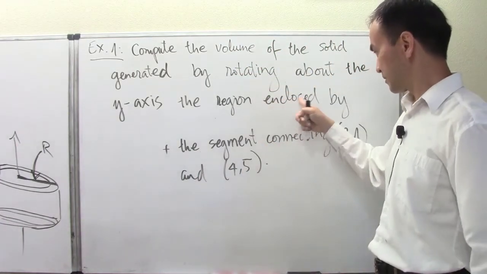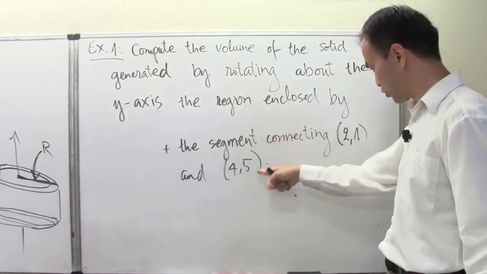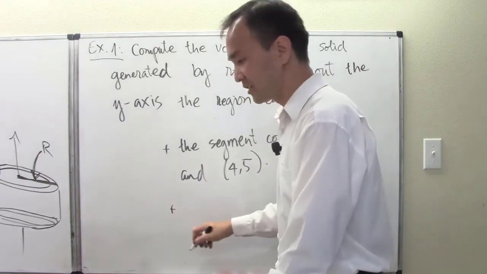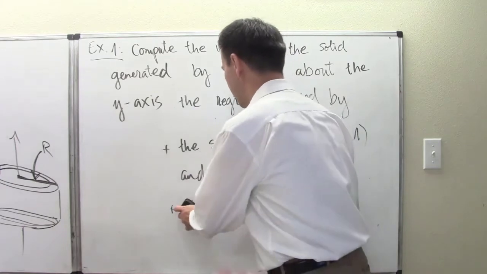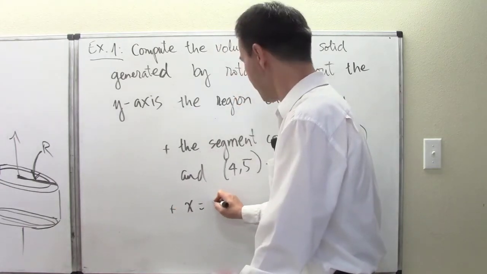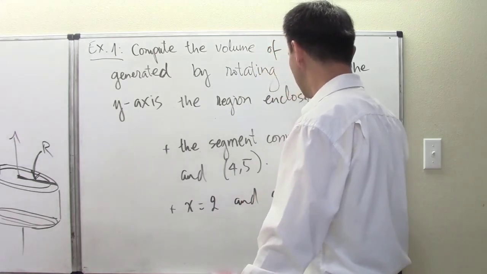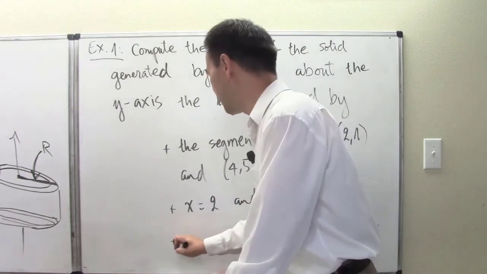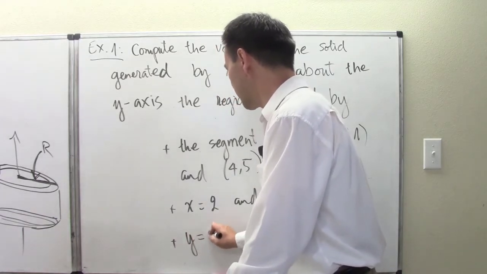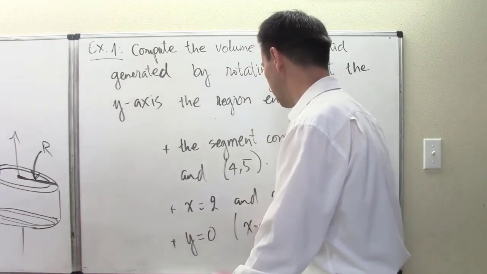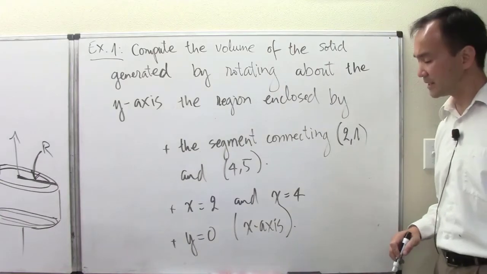So this is the description of the enclosed region. There's a segment connecting those two points right there. Okay, and there's the line x equals 2 and x equals 4, and the line y equals 0. This is really nothing but just the x-axis. Okay, and that's the x-axis.